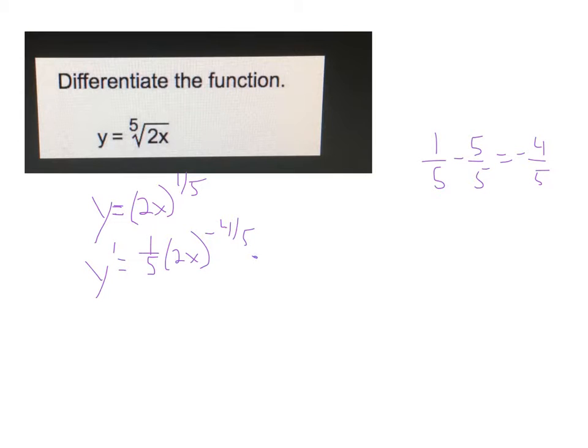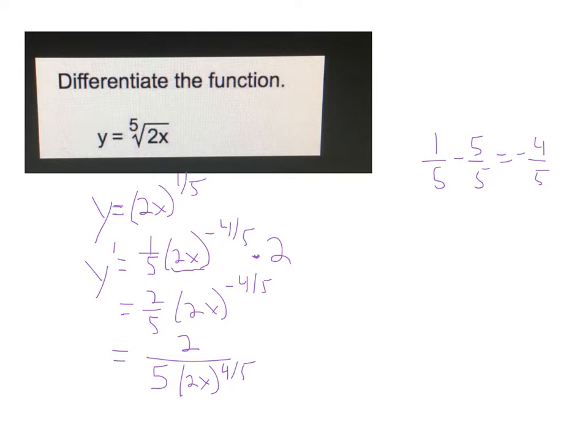And then we're going to multiply by the chain rule, because inside the brackets there's a derivative for the 2x. The derivative is 2, and so I end up with 2/5 times 2x to the negative 4 over 5. And sometimes they will write that as 2 over 5 times 2x to the positive 4/5, because the negative exponent means that you want to put it in the denominator, okay, to give it a positive exponent. So I think that would probably be the most simplified version of that problem.